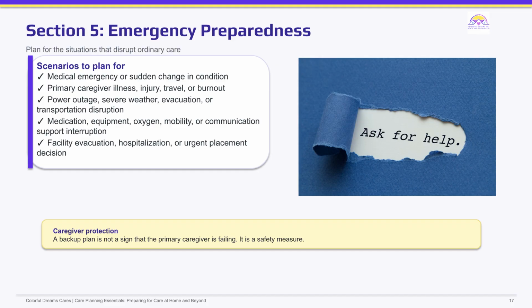Section 5 covers emergency preparedness. It is vital to plan for disruptions, whether they are major disasters or simple caregiver absences. A backup plan is not a sign of failure. It is a safety measure that protects both the person you care for and the caregiver.